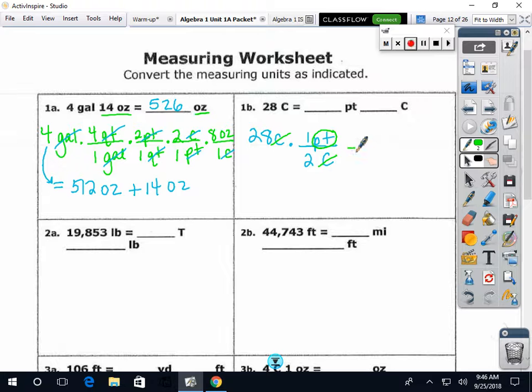In the top you have 28, in the bottom you have 2, which makes a 14. Now, since it's a whole number, that means there's no leftovers. So it's just 14 whole pints with 0 cups left over. Had it had a point something, that would have meant there's leftovers, and you would have had to figure out what that is in cups, kind of like on the next one.